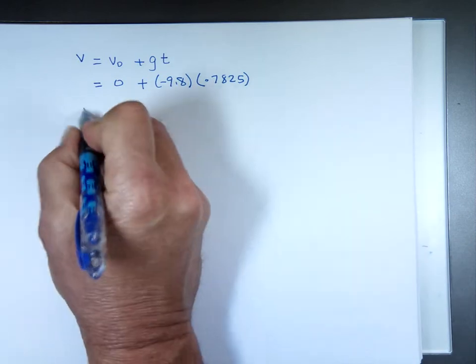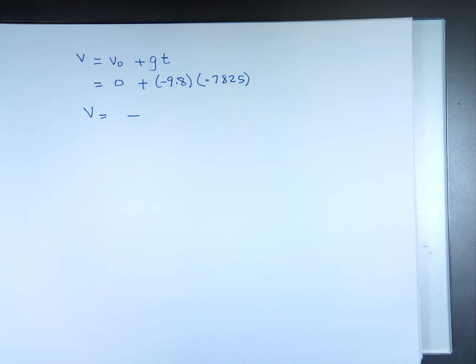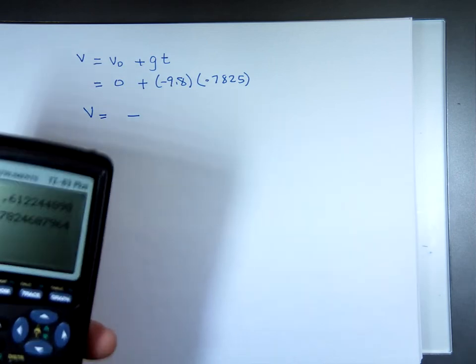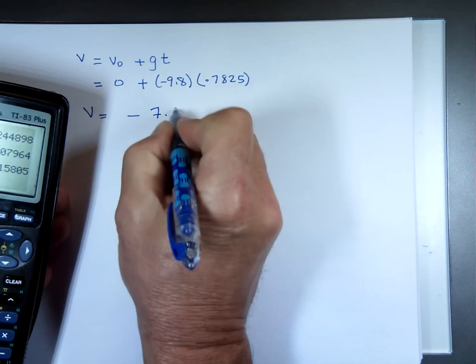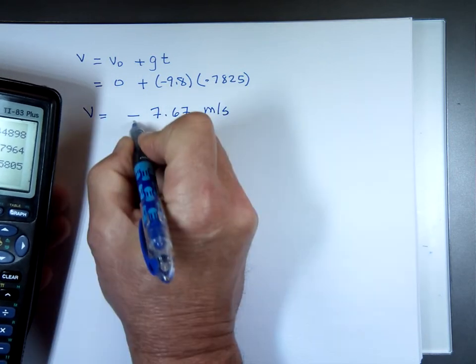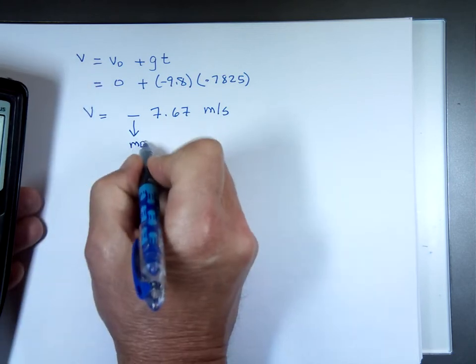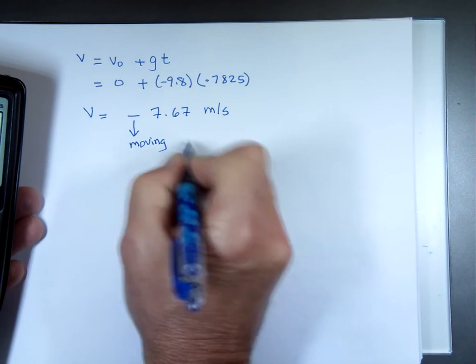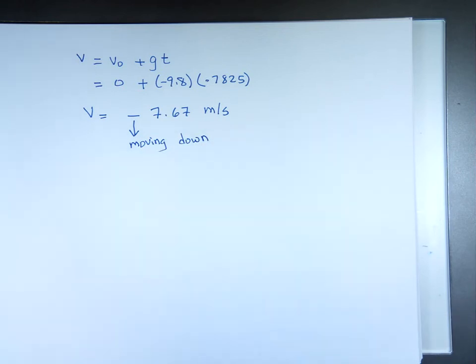So what is my final velocity? It's negative what? 7.67 meters per second. Why is it negative? What does the negative mean? Moving down. Up is positive, down is negative.